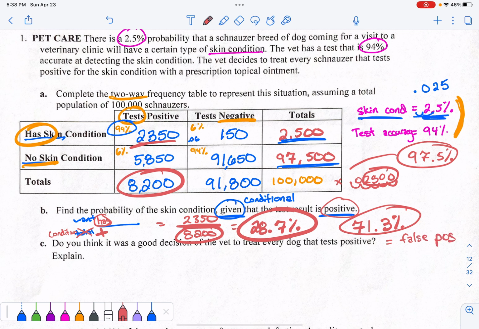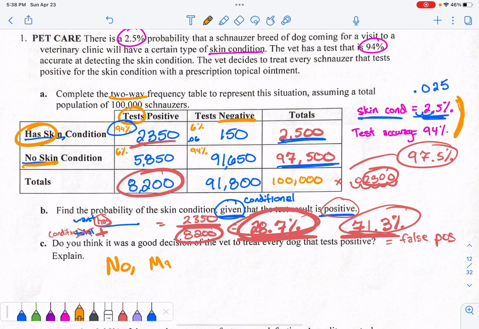Okay, now, of those two numbers, which one's the majority? The majority is the 71%. So the majority of my positives are actually false positives. And 28.7% is a true positive, okay? So do you think it's a good idea for the vet to treat every dog that tests positive? I'm going to say no.